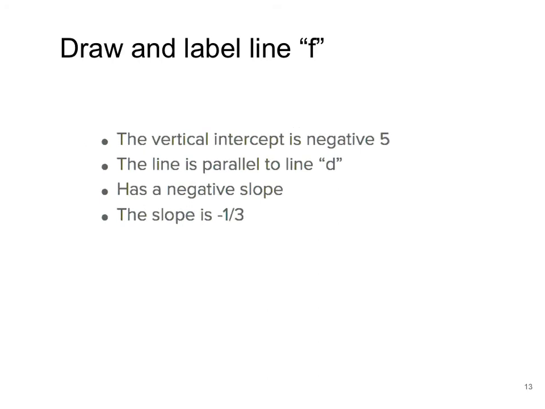Line F. Line F, the vertical intercept is negative 5. The line is parallel to line D. It has a negative slope, and that negative slope is negative 1/3. Go ahead and graph this line and then label it line F.